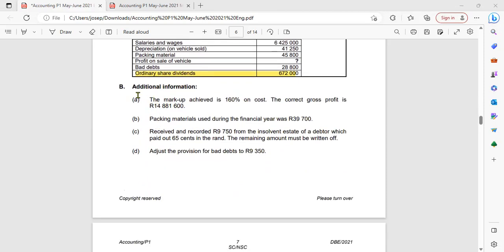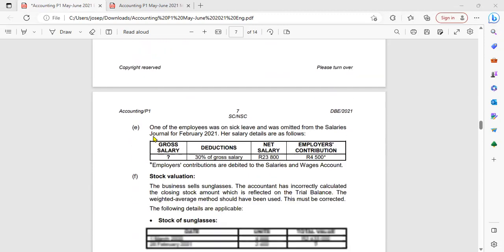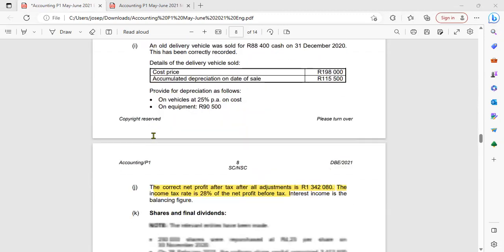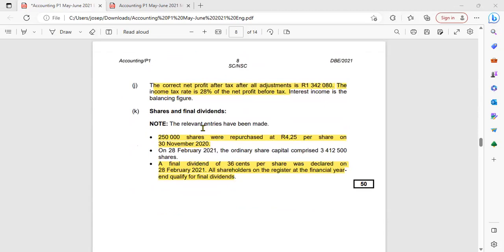Going through the question paper, I am only going to focus on information J and K, right? Information J says the correct net profit after tax after all adjustments is 1,342,008. So meaning we are going to need this when calculating the net profit after tax, and it is given, guys.